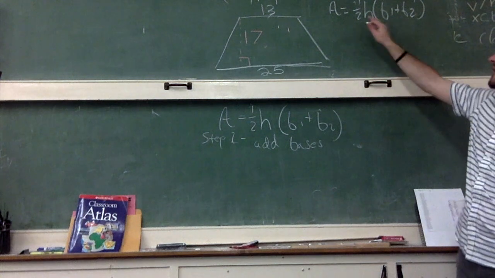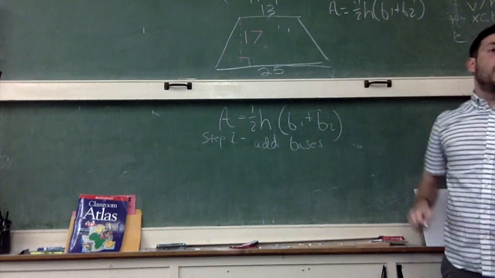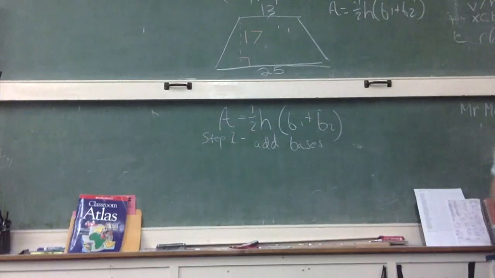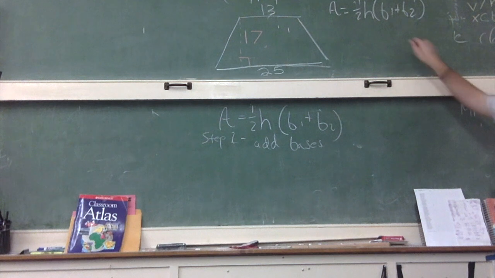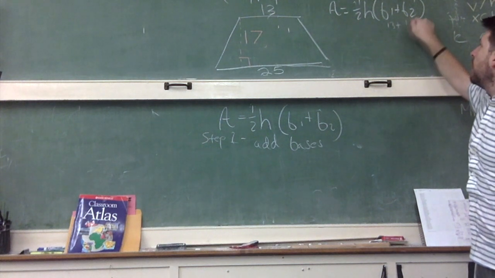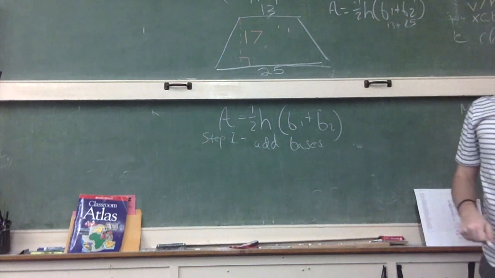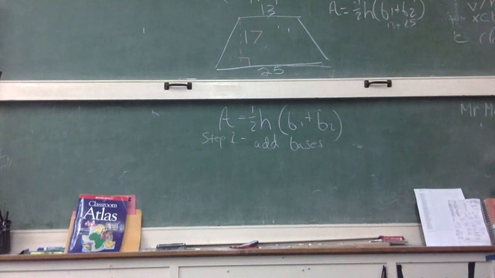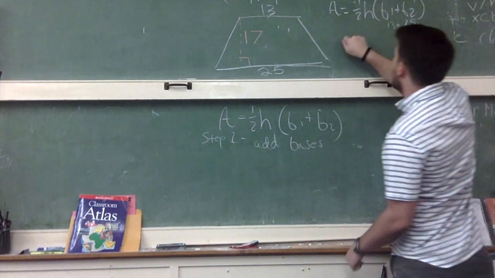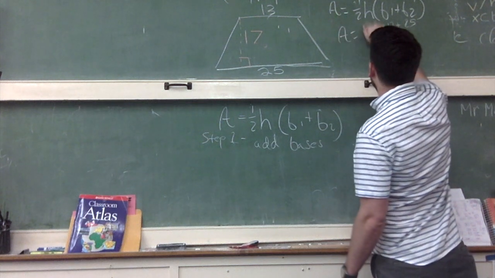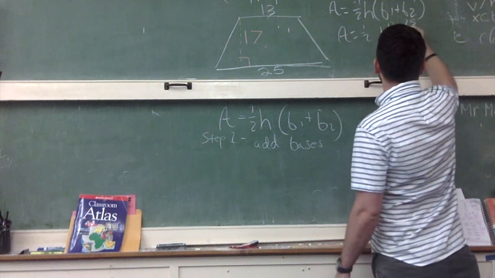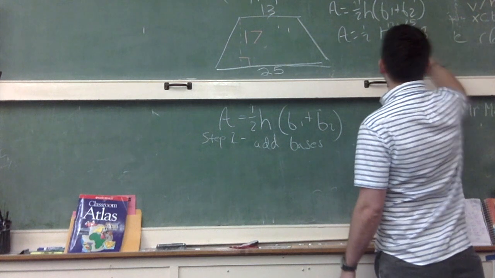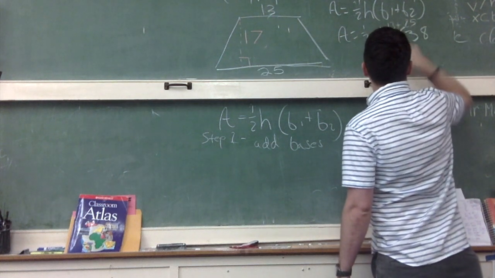So we're going to multiply the height and the base and the 1/2. We're going to do it in a certain order. The first thing we want to do is solve the parentheses first. So we're going to add our two bases together. We have 13 plus 25. So, Dylan, what is 13 plus 25? 13 plus 25 is 38, Mr. Bill. All right, so our area is now 1/2 times 17 times 38.